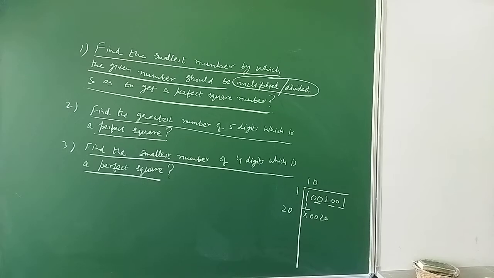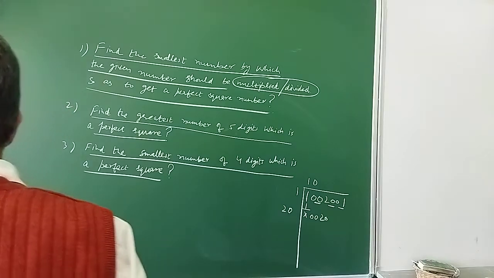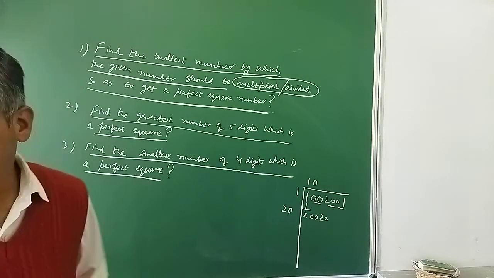After this lecture you will be able to understand by which number we should multiply the given number or divide it so that the resulting number is a perfect square, how to determine the greatest number or the smallest number of given digits which is a perfect square, and how to find the square root of any perfect square consisting of zeros in between the non-zero digits. So first of all, let us take the case of how to find the smallest number by which the given number should be multiplied so that it becomes a perfect square.